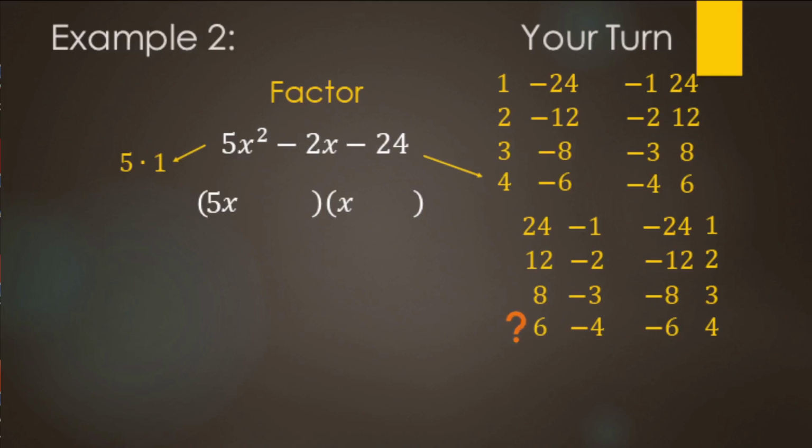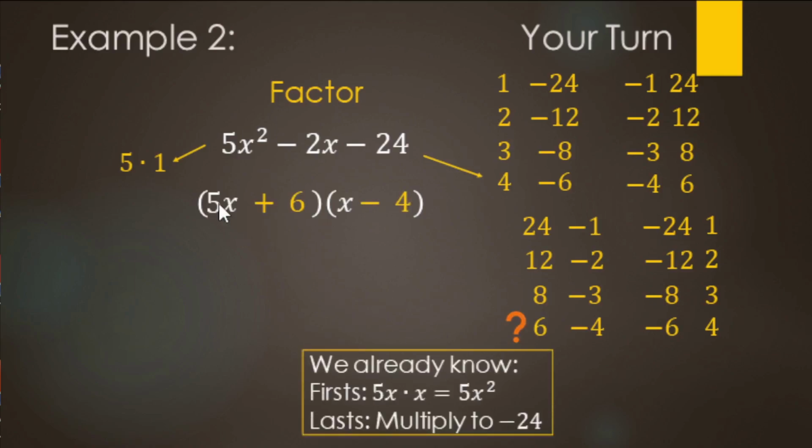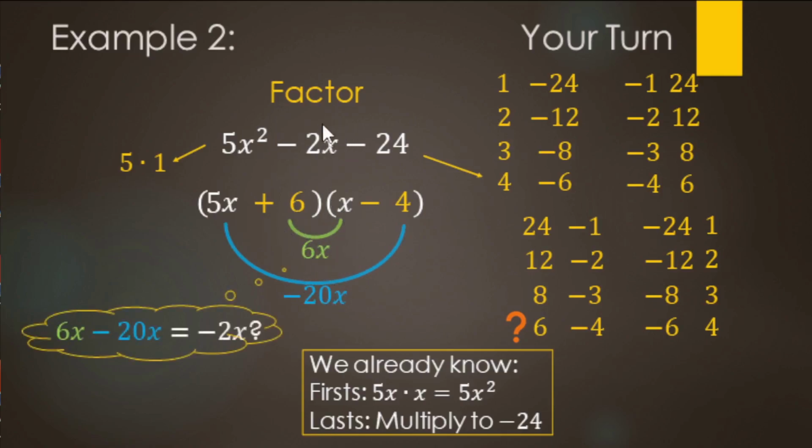So let's start out by guessing 6 and negative 4. So boom, there's 6 and negative 4 in there. Now we already know the first 5x times x is always going to make x squared. And we know that any of these numbers that we guess here, in this case 6 and negative 4, it's always going to multiply to a negative 24. So we're good there. So now for our checks, we're only checking the outers and the inners. So here we go. 5x times negative 4, negative 20x, 6 times x, 6x. Now we're going to add these up and we're hoping that we get a negative 2. In this case, it's a negative 14, so not negative 2. So we know 6 and negative 4, not part of the answer.